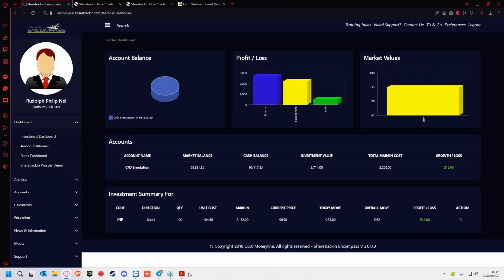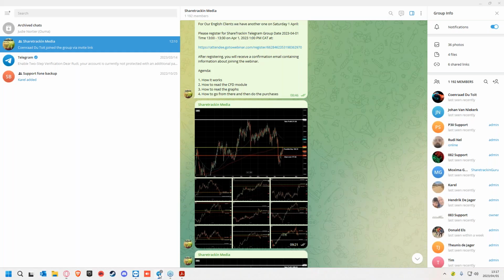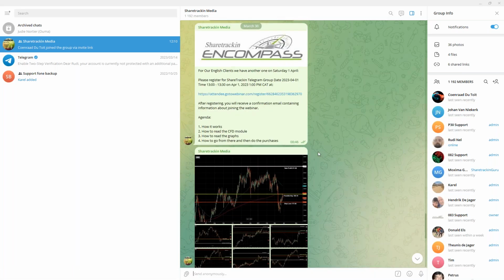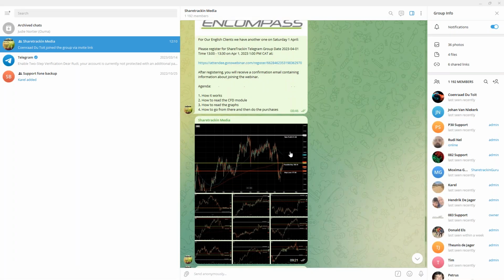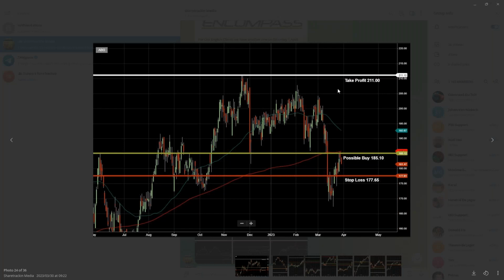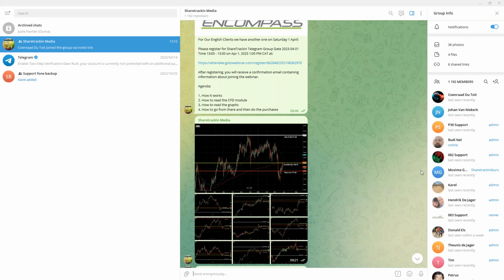The Telegram group is really easy to understand once you get the hang of where to buy your share, where to sell your share, and where to set up your stop loss values. And then just going over to the software and buying your shares.